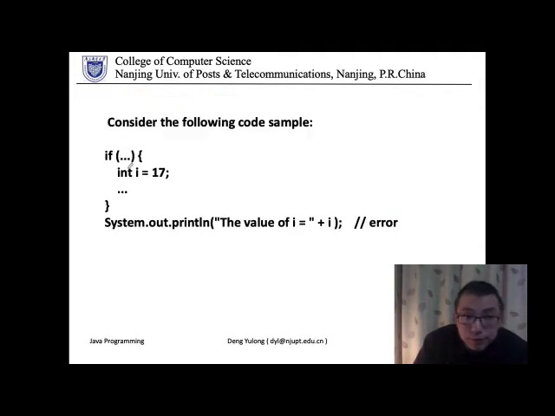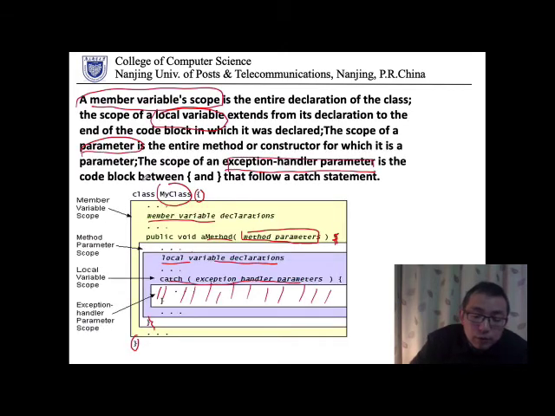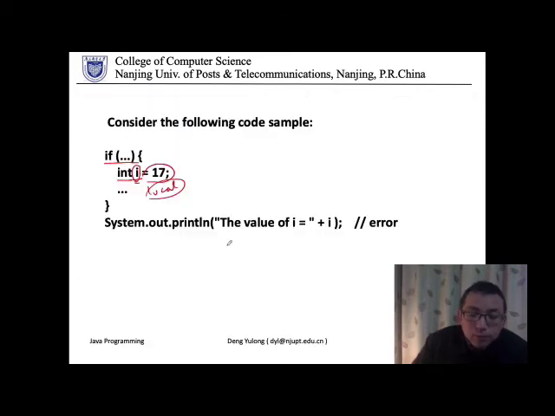Here's an example for the scope. Now we define a variable inside a code block. This is an if, and it's a code block. Inside the code block between the brackets, we have defined a local variable named i. It's a primitive integer variable, and we set the value 17 to it. This is a local variable. How about its scope? If we define a local variable inside a code block, its access scope is this code block.